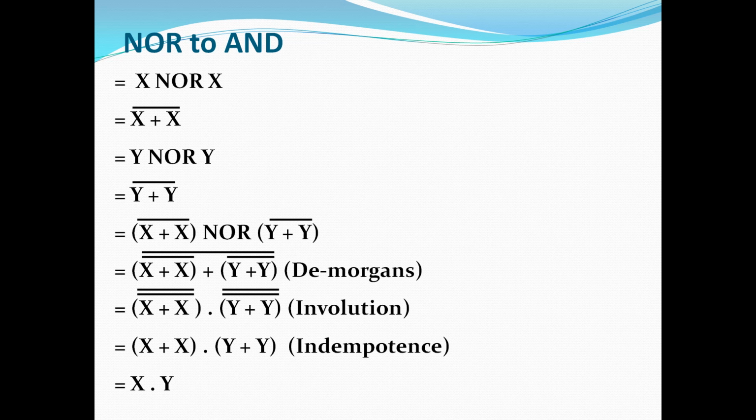Whenever duplicates are there, they can be removed using the idempotence law. X plus X will be X, and Y plus Y will be Y. So it will be X dot Y. The output we got, X dot Y, is equal to the AND operation.